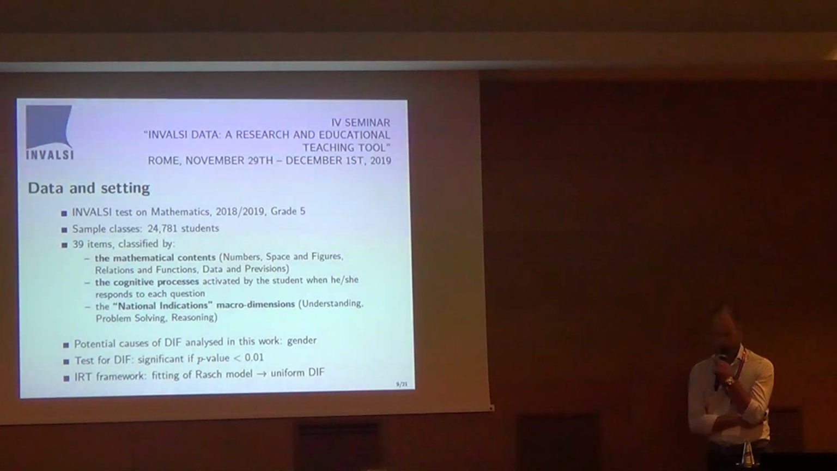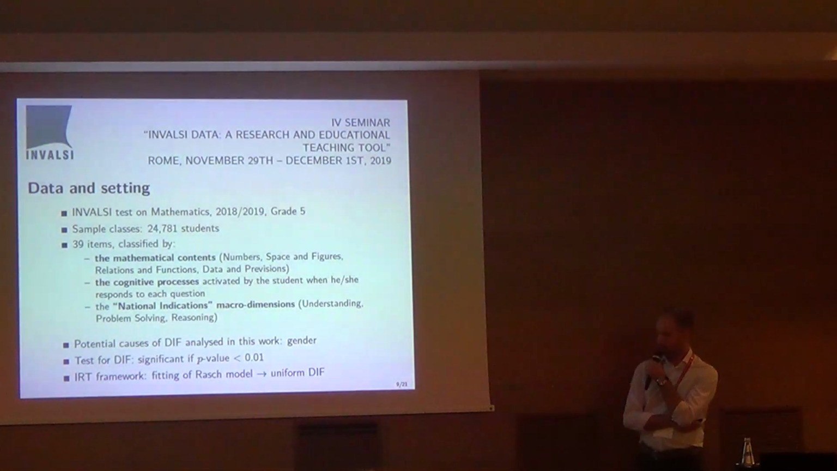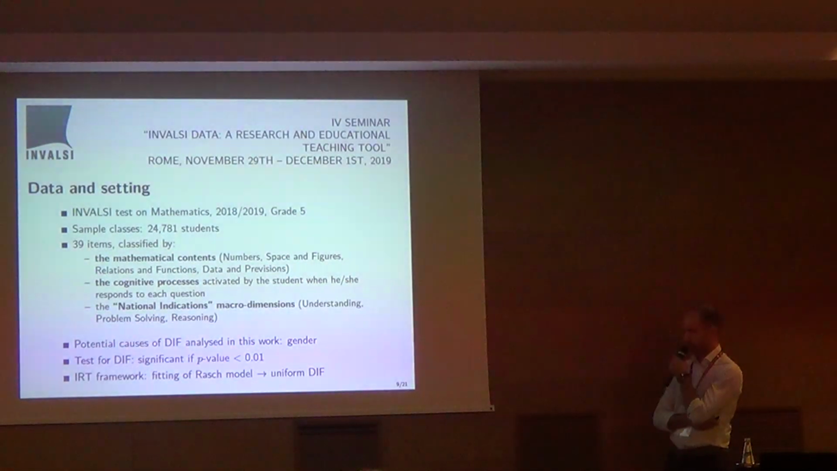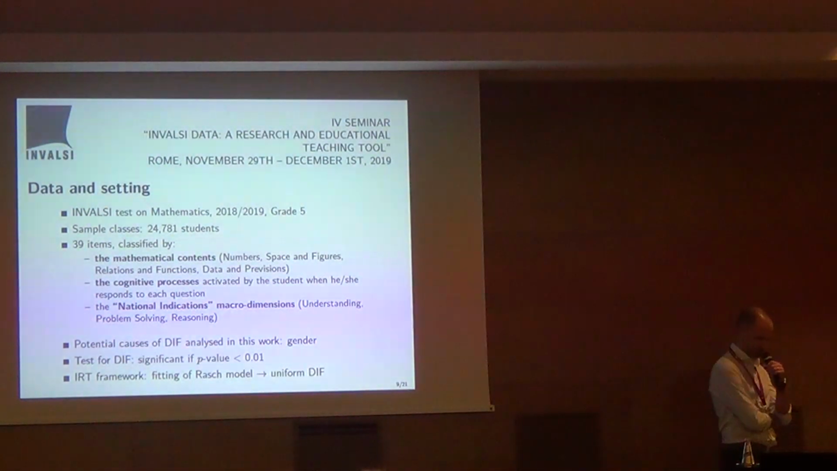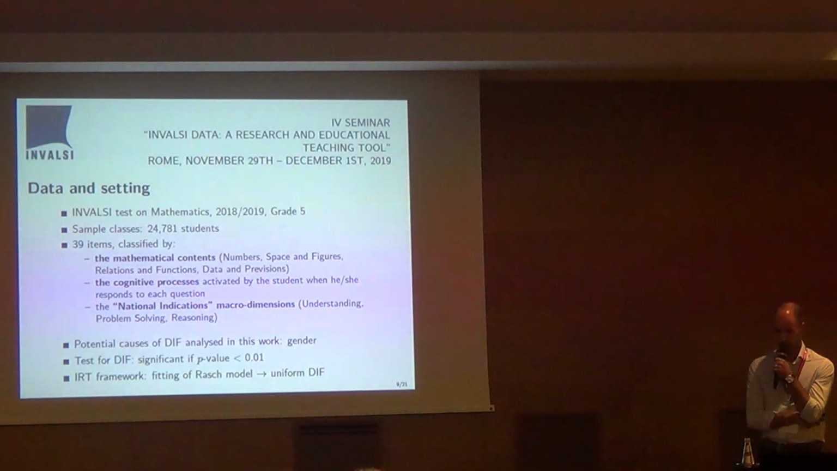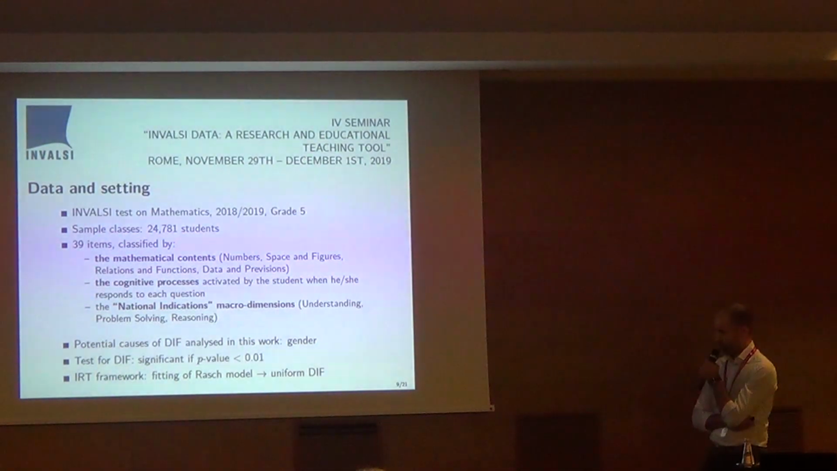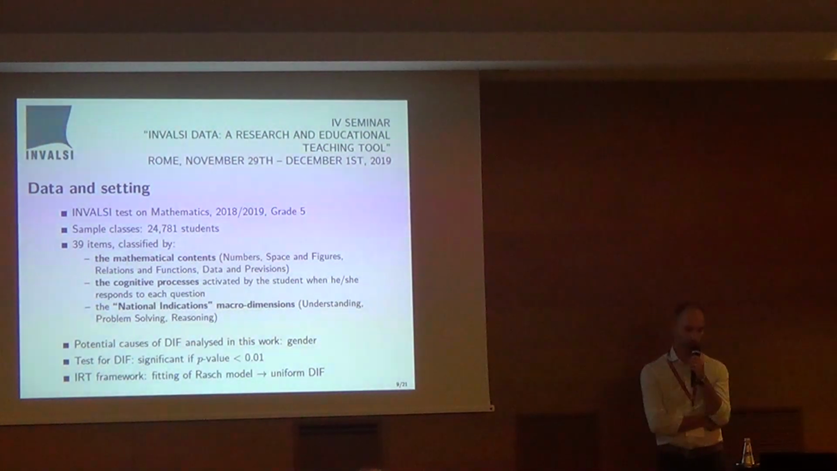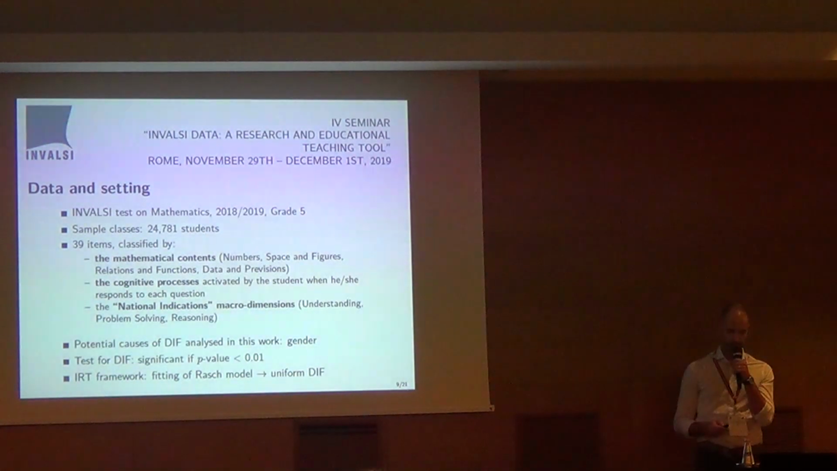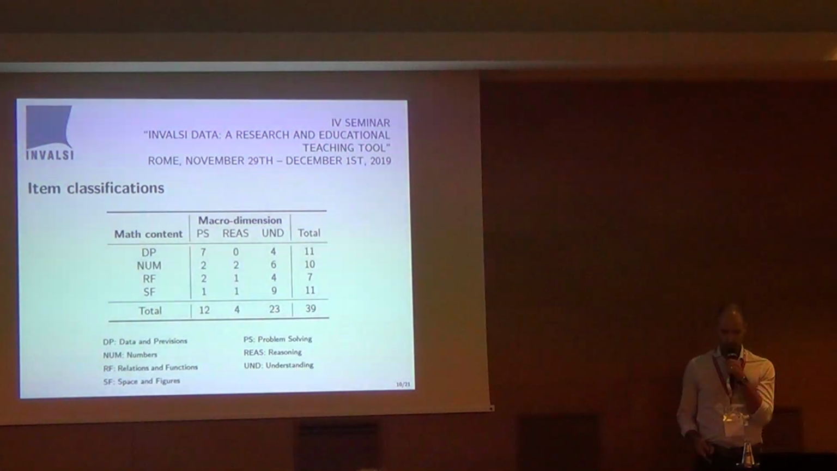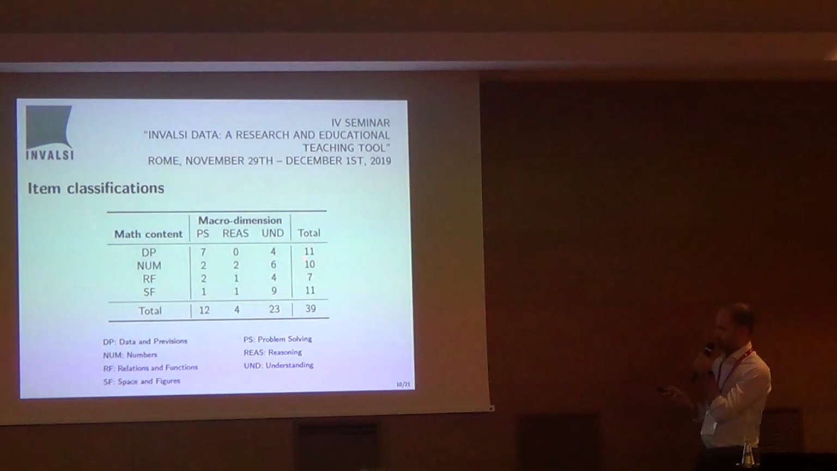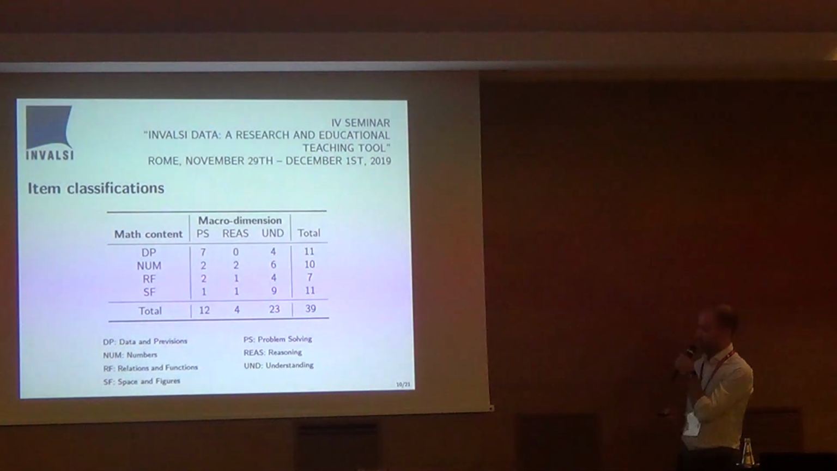We use a more stringent cutoff value for the p-value, which is 1% rather than 5%. And in this case we are fitting a Rasch model, so we are able to assess only the uniform DIF. This is a slide only to show you the classification of the items according, in particular, to these three macro dimensions, because we use this setting for the multidimensional setting.